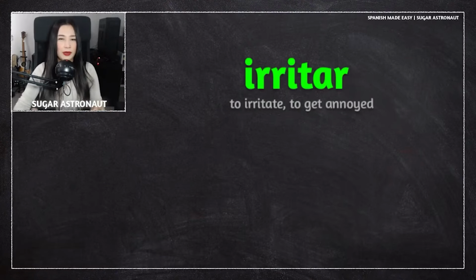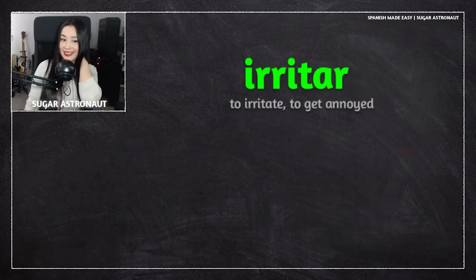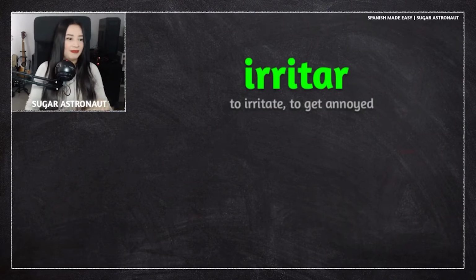Okay, to get annoyed. This is a very good verb that you can use to say to irritate or to get annoyed. Literally, if you have some irritation, you can use that verb for that, irritar, just to talk about it. Or when you get annoyed by people or things, okay? You can also use this verb for that. So let's look at some examples.